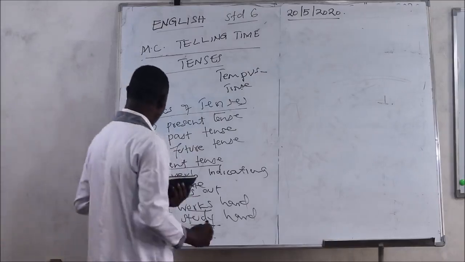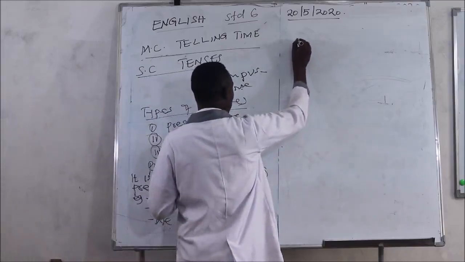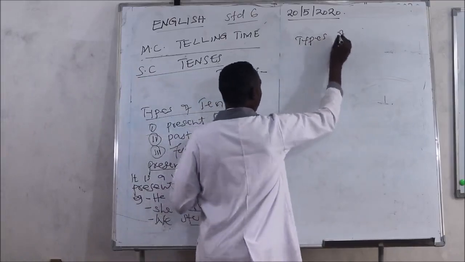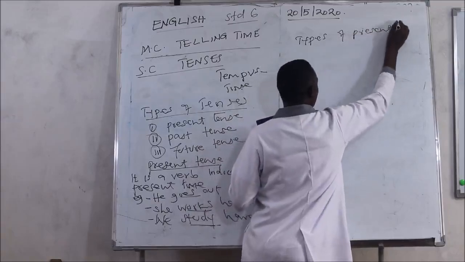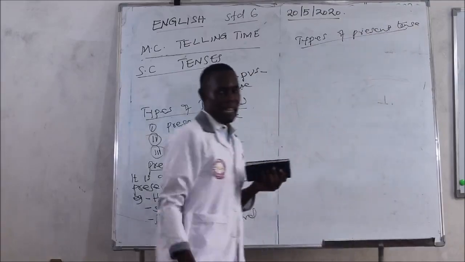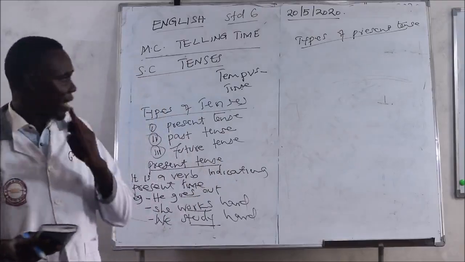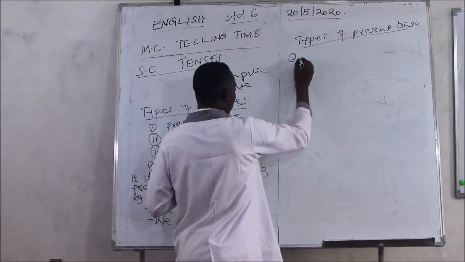Therefore, we are going to proceed to types of present tense. That's another thing we are going to see. In the study of English, we have about 4 types of present tense. The first type is called simple present.